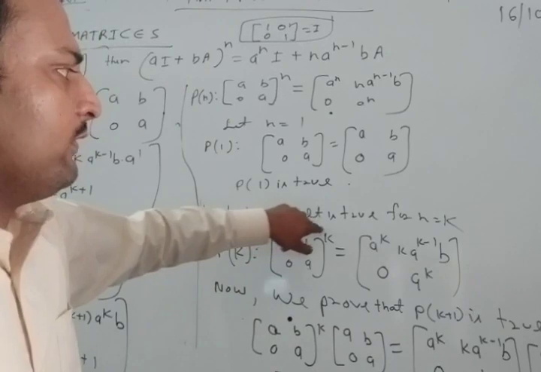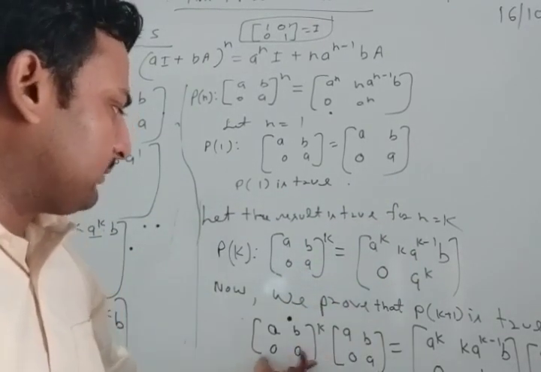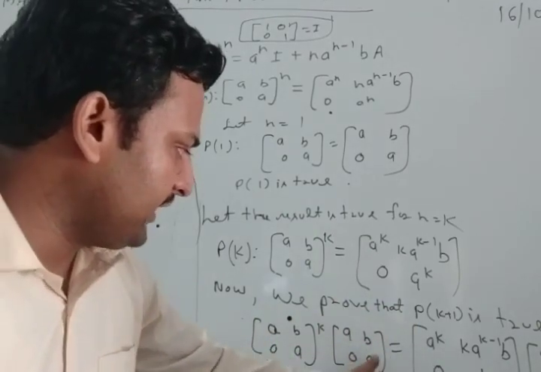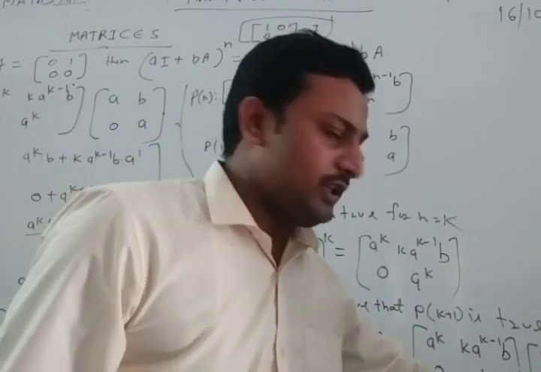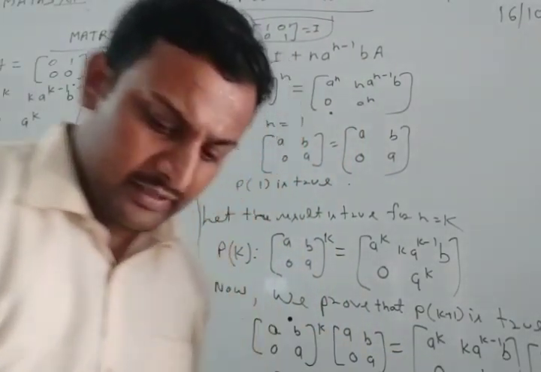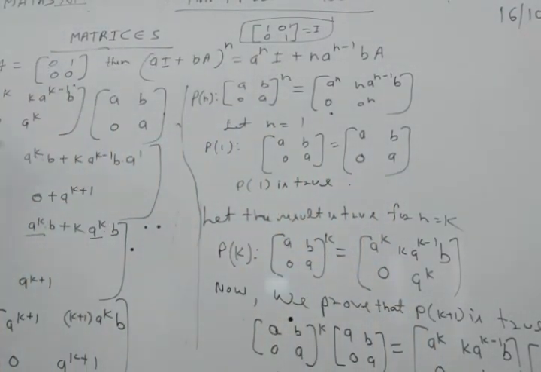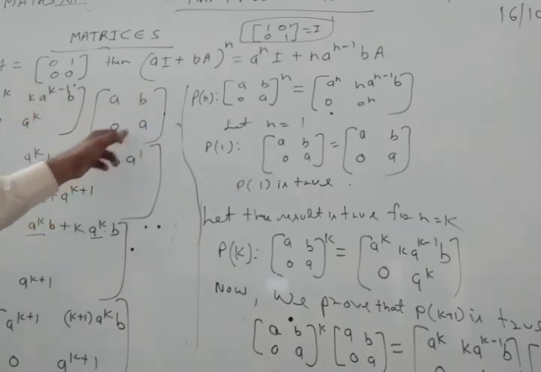Okay. For proving k plus 1, first we will take P k and multiply both sides with A B, 0, A. Okay, and after multiplication we get this term, A to the power k minus 1 B, 0, A to the power k A B, 0, 0, A. Okay, and after multiplication we get our result. Okay. Now next question.